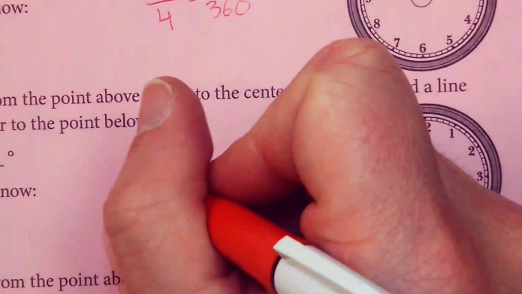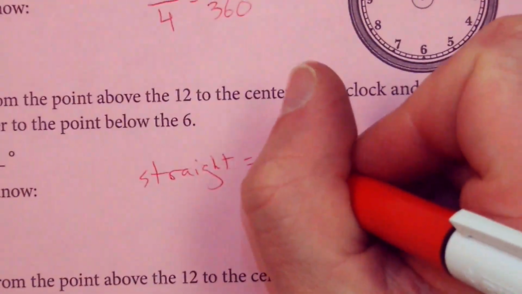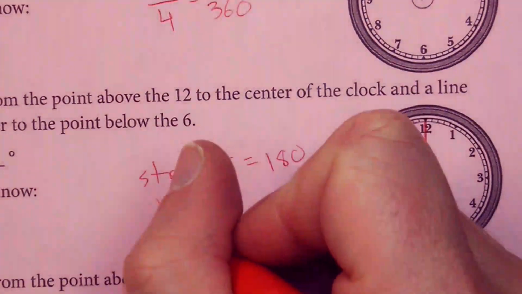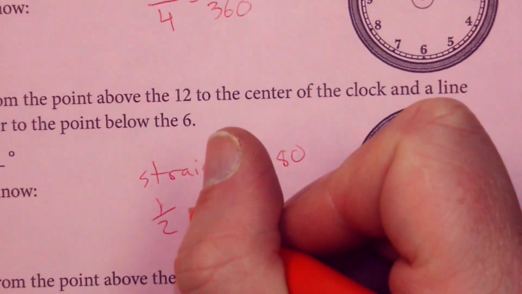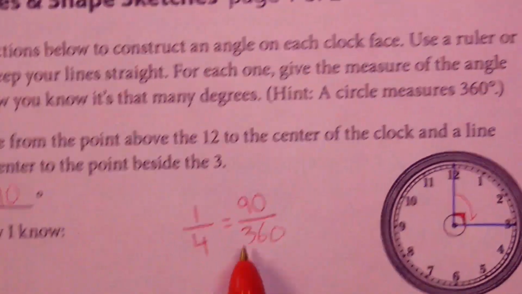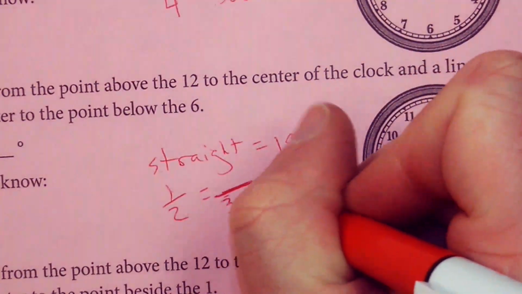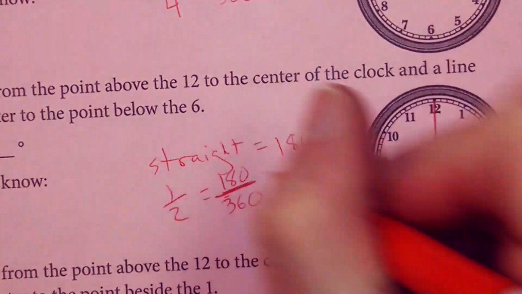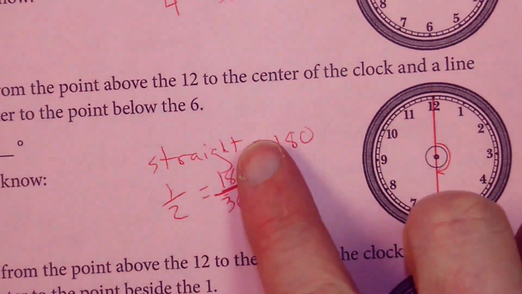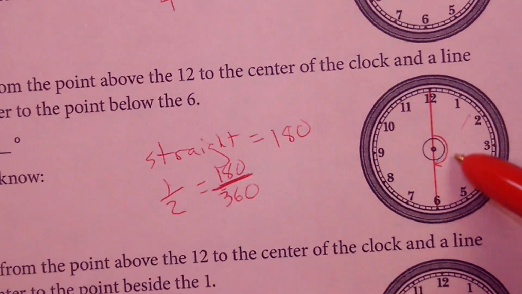We know that a straight edge is 180 degrees. We know that half of a circle, we could say half, if we wanted to maybe set it up like the formula up here, half would be the same as what out of 360? 180, right? You could get rid of the zeros. 18 is half of 36. But half a circle is 180 degrees.